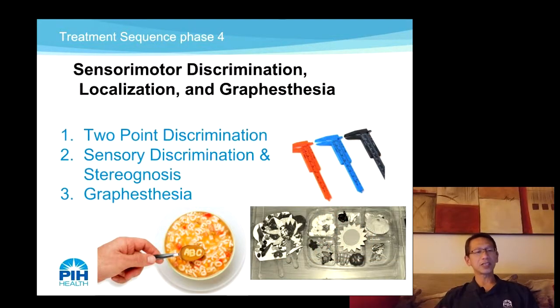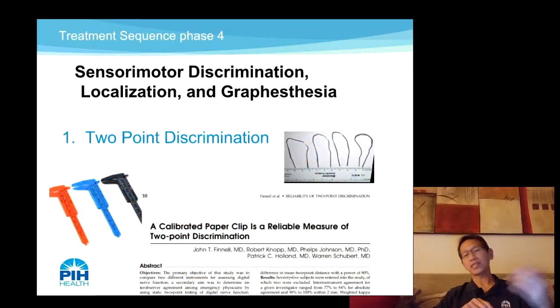Sensory motor discrimination, localization, and graphesthesia. This is the 2-point discrimination that you want to continue testing with. Now, once you've tested the patient, you can use paper clips. Let's go through that right now. You can get a ruler and some paper clips. And there's an article, and I posted a snippet of the abstract, that whether you use calipers or whether you use paper clips, it actually doesn't matter. The only difference is that the calipers can be adjusted more rapidly.